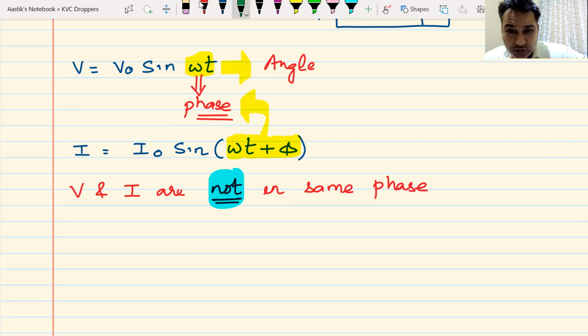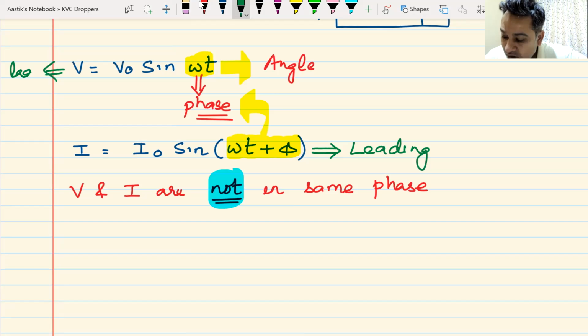Who is leading? Who is lagging? Who is aage, who is piche? Just common sense. This is leading because it is plus 5. So it is leading. And this one is lagging. Do we understand this? Yes, sir.